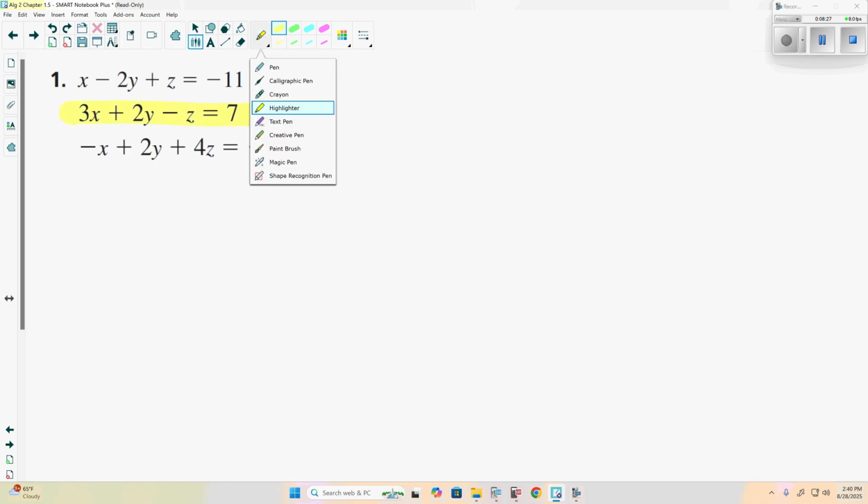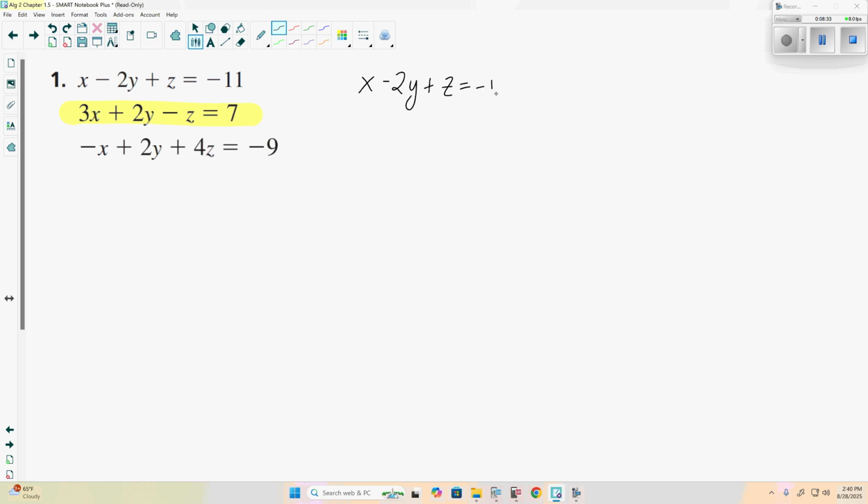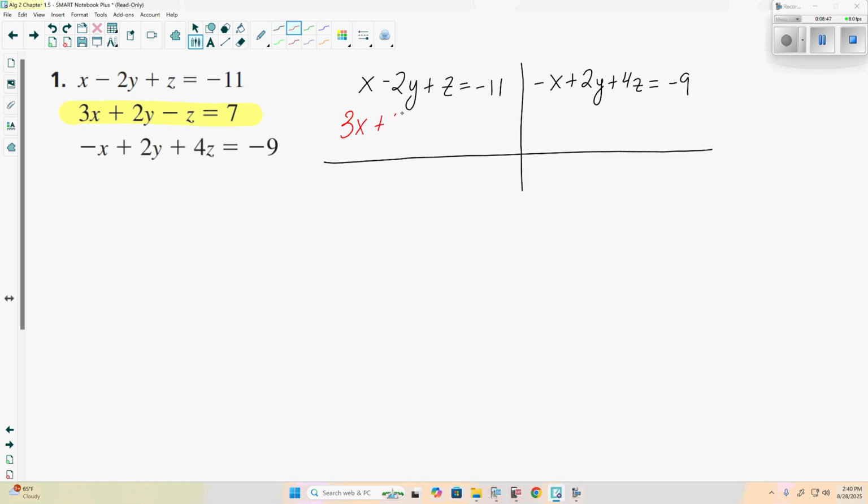So that's our eliminator equation. We can write the other 2. x minus 2y plus z equals negative 11. Negative x plus 2y plus 4z equals negative 9. Now, since we're eliminating y and the y values already match up, we can go on and just fill these in.